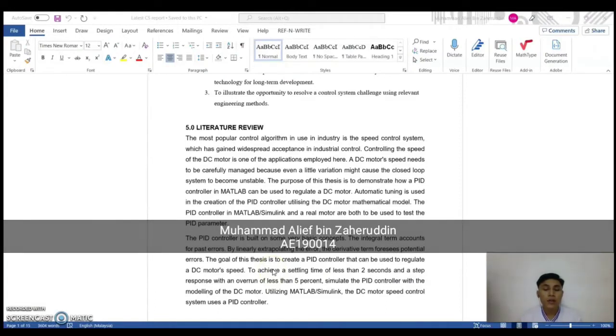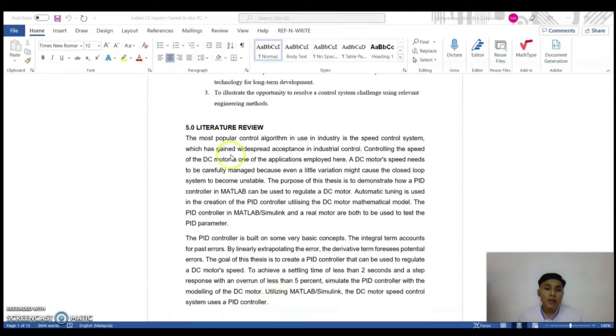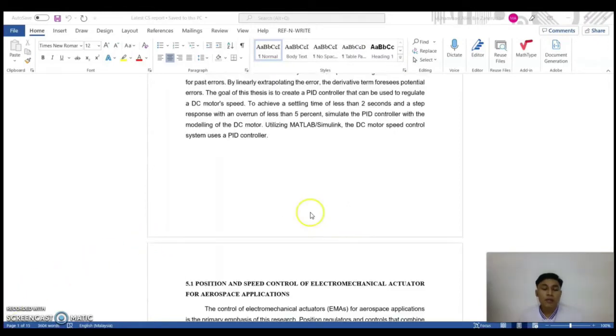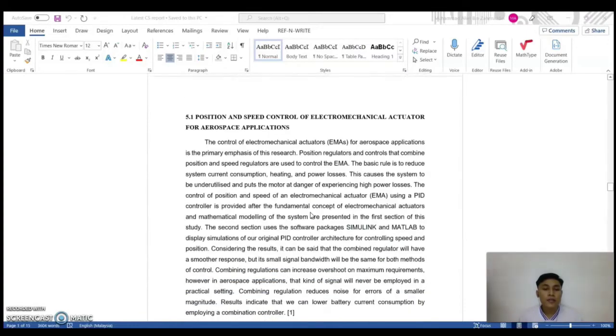So today I will explain about some of our literature review. The most popular control algorithm in use in industry is the speed control system, which has gained widespread acceptance in industrial control. Controlling the speed of a DC motor is one of the applications employed here. A DC motor's speed needs to be carefully managed because even a little variation might cause the closed loop system to become unstable. So automatic tuning is used in the creation of the PID controller utilizing the DC motor mathematical model. The PID controller in MATLAB, Simulink, and a real motor are both to be used to test the PID parameters. So now we go to the first literature review.